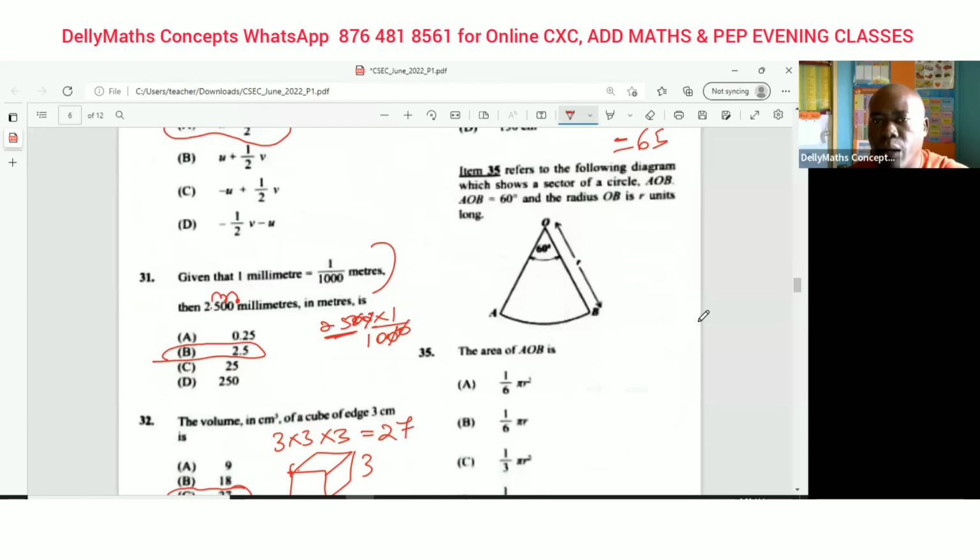All right. Item 35 refers to the diagram, which is the sector of a circle, AOB, and we have 60 degrees there, and the radius R. So the question is the area of the sector. The area of the sector is going to be 60 over 360 pi R squared. This works out to 1/6, so 1/6 pi R squared is the answer.